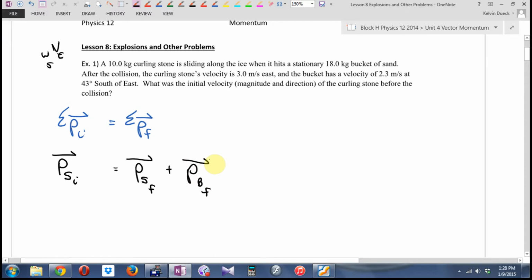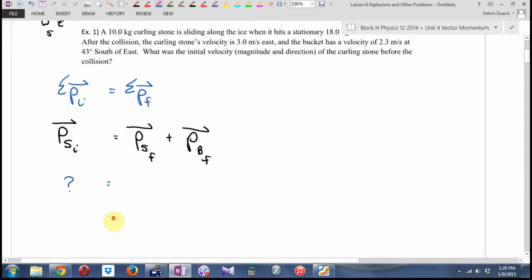And this is where I pause and double check. Cole, is everything in a nice straight line? Angles. So I dulp. What's the direction of the stone before the collision? It's a trick question. Don't know. Okay. After the collision, what's the direction of the stone? East.